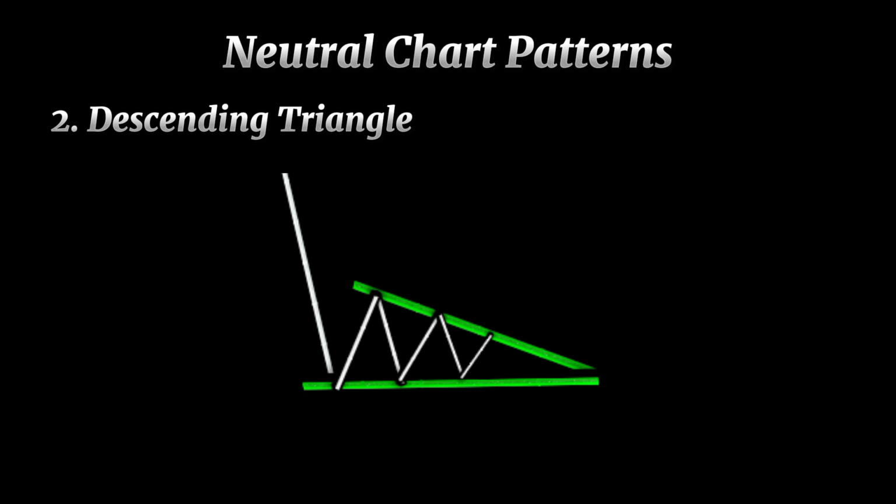The only difference is that the upper line of the triangle is downsloping, and the lower line of the triangle is horizontal. And once again, since this is a neutral pattern, the trader must pay attention to where price breaks the pattern. If it breaks to the upside, your stop loss should be below the lower horizontal line, with the take profit target at least 3 times as big as the stop loss.